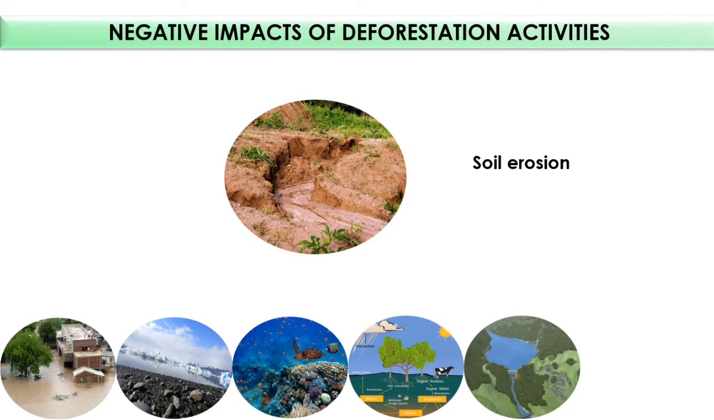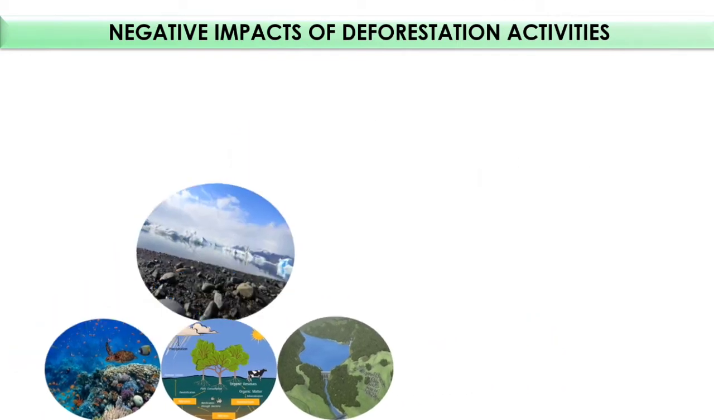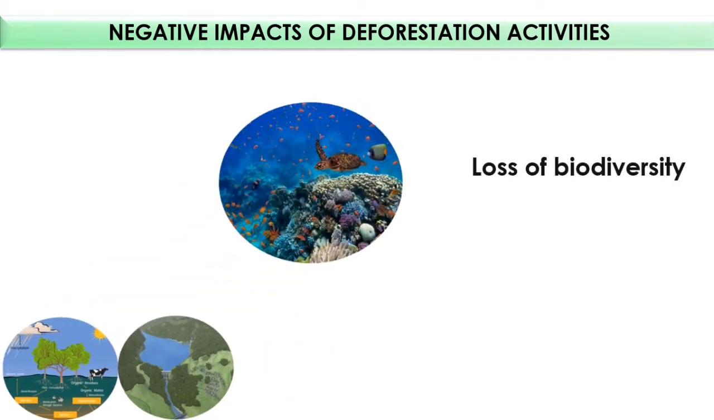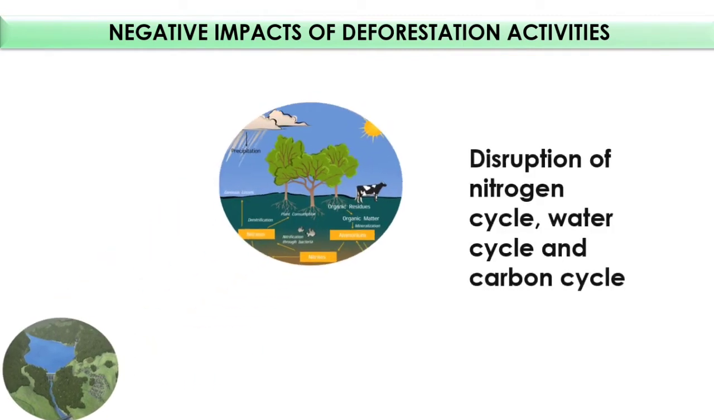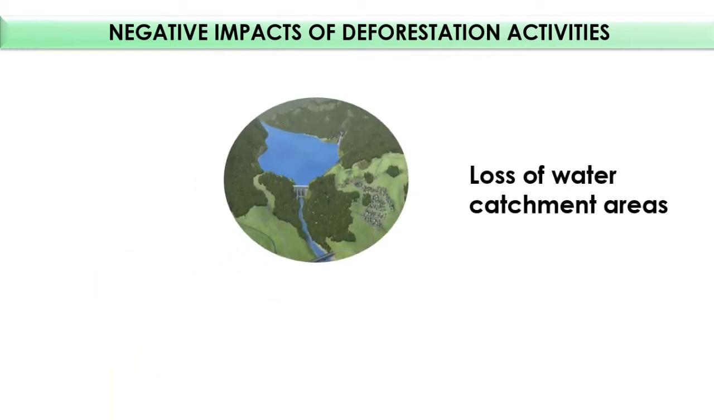So if it is not controlled, a negative effect will occur. So what are the negative effects of deforestation activity? First, it will cause soil erosion. Second, flash floods. Third, climate change. Loss of biodiversity. Disruption of nitrogen cycle, water cycle and carbon cycle. And the last one is loss of water catchment area. So these are the negative effects of deforestation.